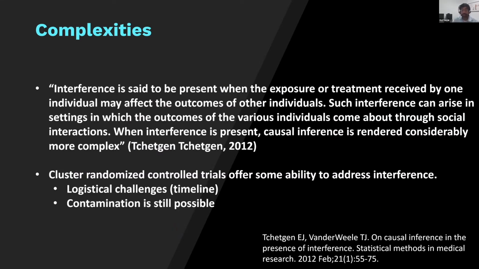So thinking about what this means, here's a quote from Dr. Chechen about interference, which was the concept we illustrated in the previous slides. Interference is said to be present when the exposure or treatment received by one individual may affect the outcomes of other individuals. Such interference can arise in settings in which the outcomes of various individuals come about through social interactions. When interference is present, causal inference is rendered considerably more complex.